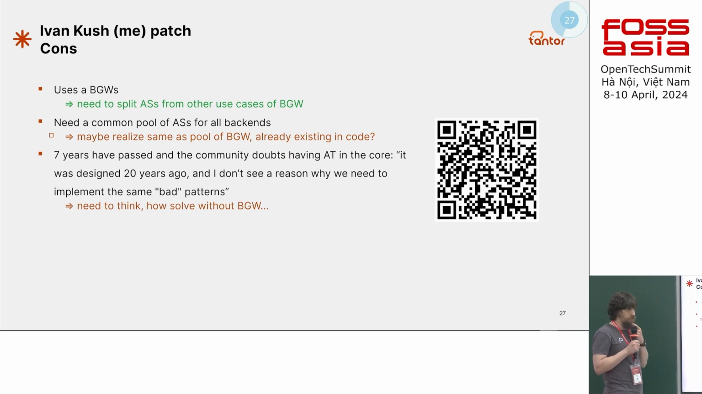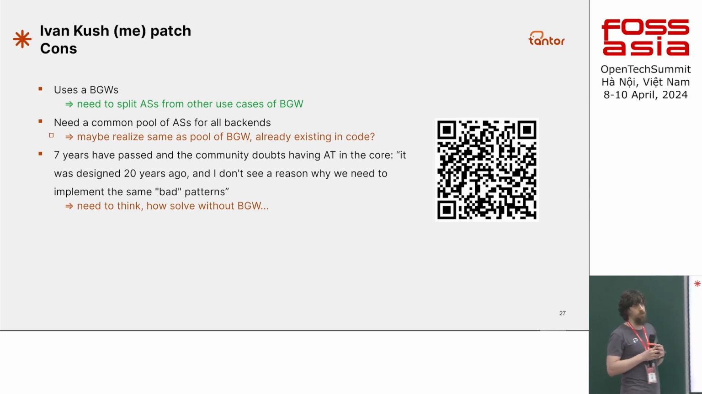Some disadvantages. It uses background workers, and many systems in Postgres use them. So we need somehow to split the background workers that are used in autonomous transactions from other uses, because we could use many autonomous transactions and the background workers will be exhausted. So the next step is a common pool of autonomous transactions for all backends. This is for security, the rule system. It's better to have.